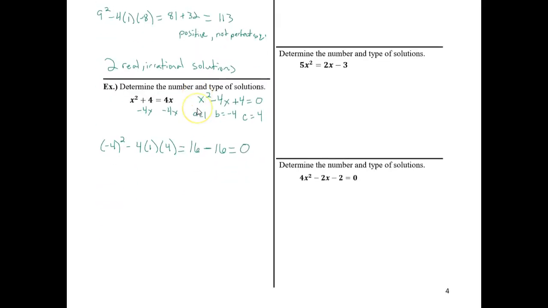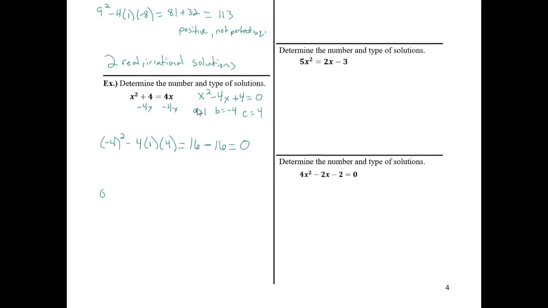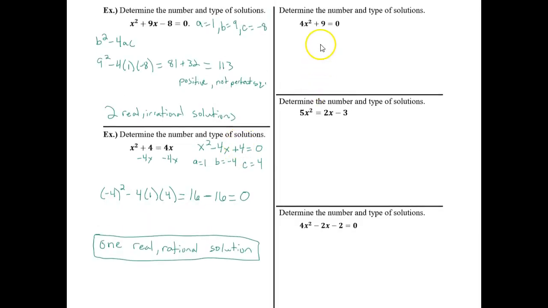So there's only going to be one real, and since there's no radical, it'll be rational. It'll be some form of fraction or whole number solution. Because when it's 0, there is plus and minus nothing. So there can only be one real rational solution. I would like you to try the 3 on the right-hand side.